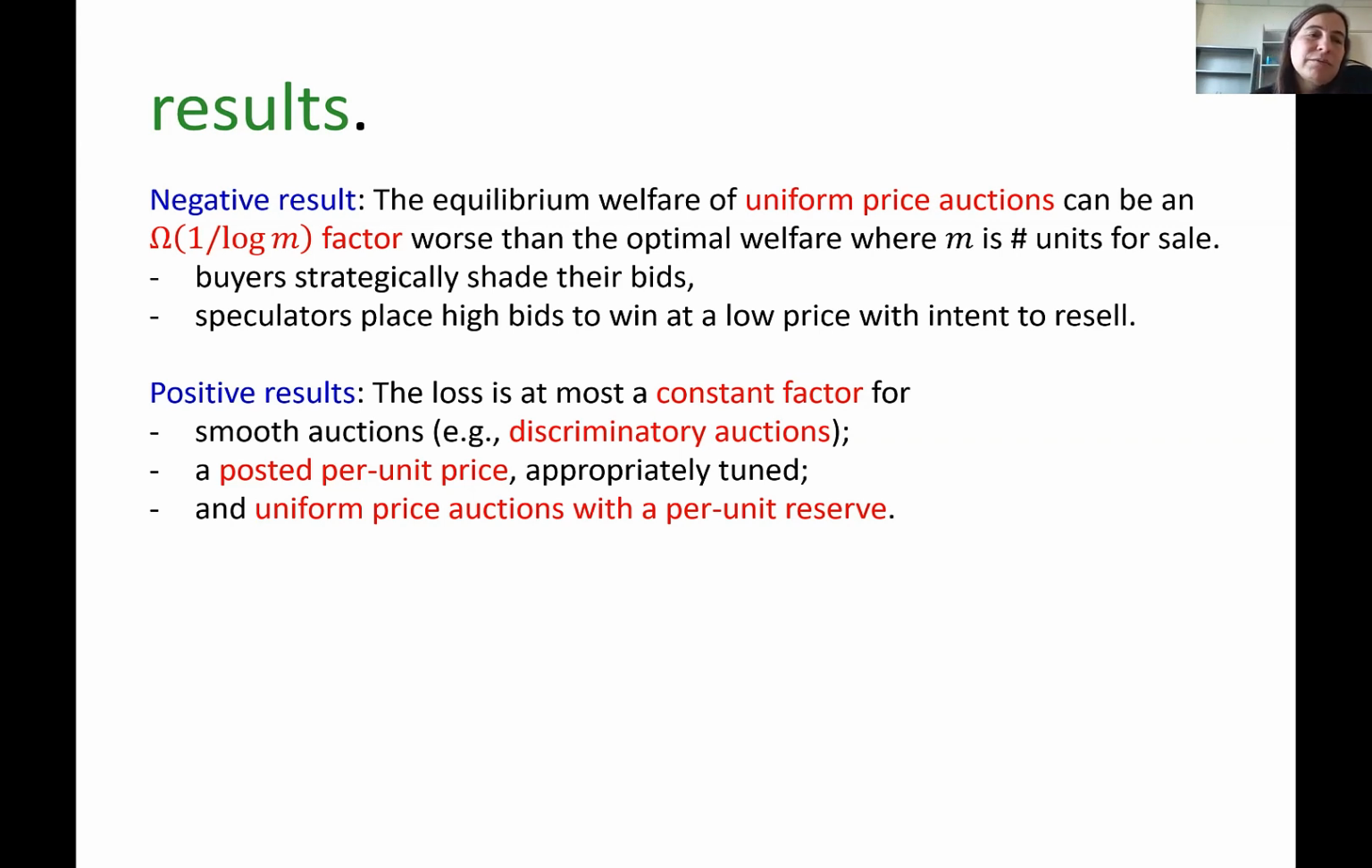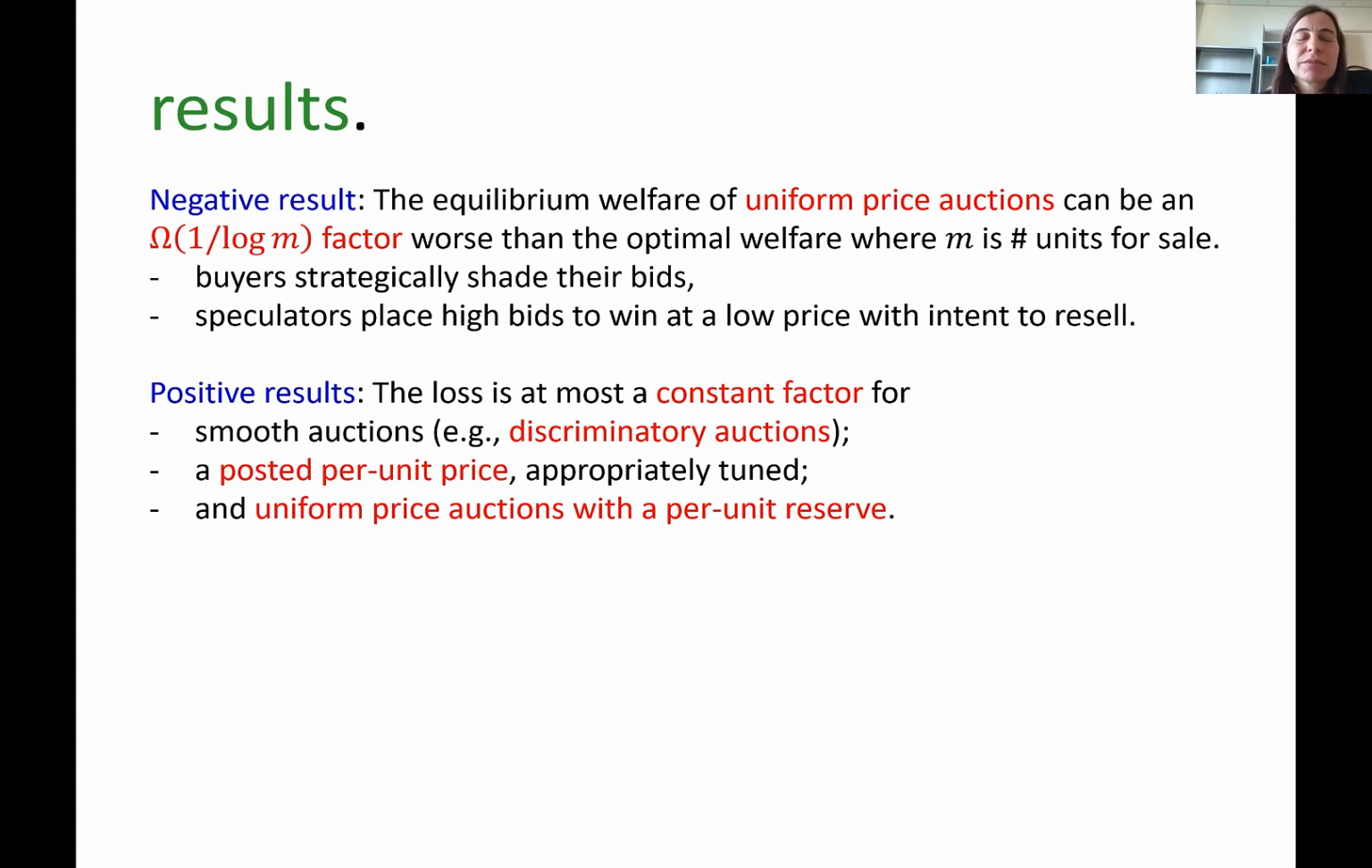I'll show you how this works, but just intuitively, we already know in uniform price auctions that bidders can benefit through demand reduction. And so this equilibrium will have buyers strategically shading their bids or reducing their demand in order to get better prices for the units that they do win. And then there will be speculators that are going to place high bids. The speculators have no value for the license themselves, but they'll be placing high bids in order to win licenses at a low price such that they can resell them.